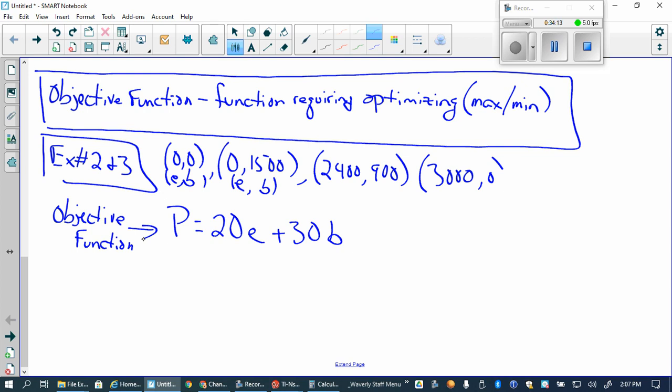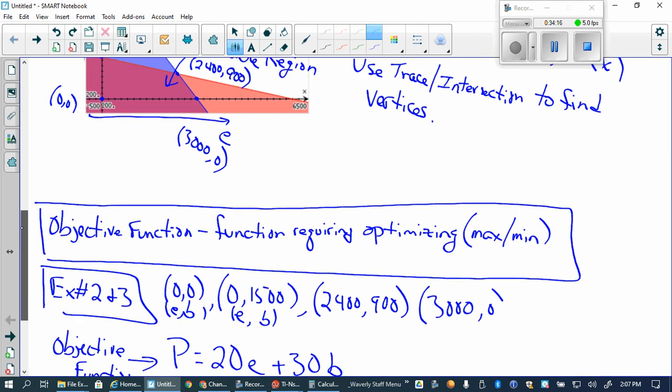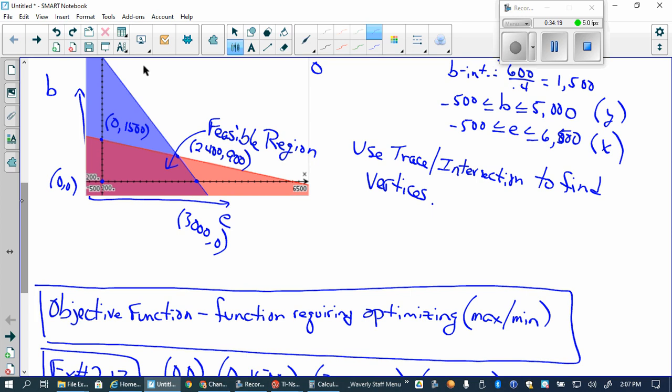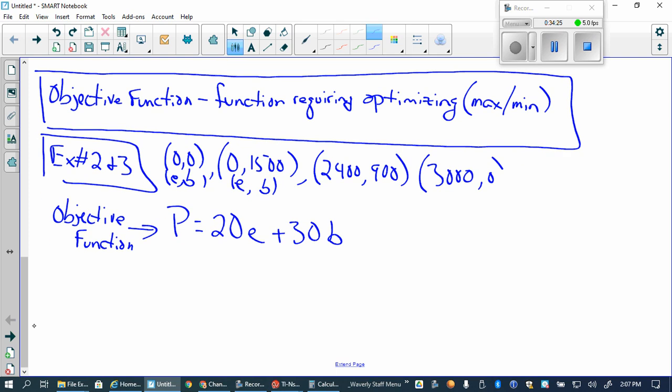So what we have to do is take all the possibilities for optimizing this, of these 4 pairs of coordinates, right? So what you have to do is check each one of those in here. Remember, they're E comma B. So obviously at 0, 0, you get profit equals 0. Let's try 0, 1500. Profit equals 20 times 0 plus 30 times 1500.